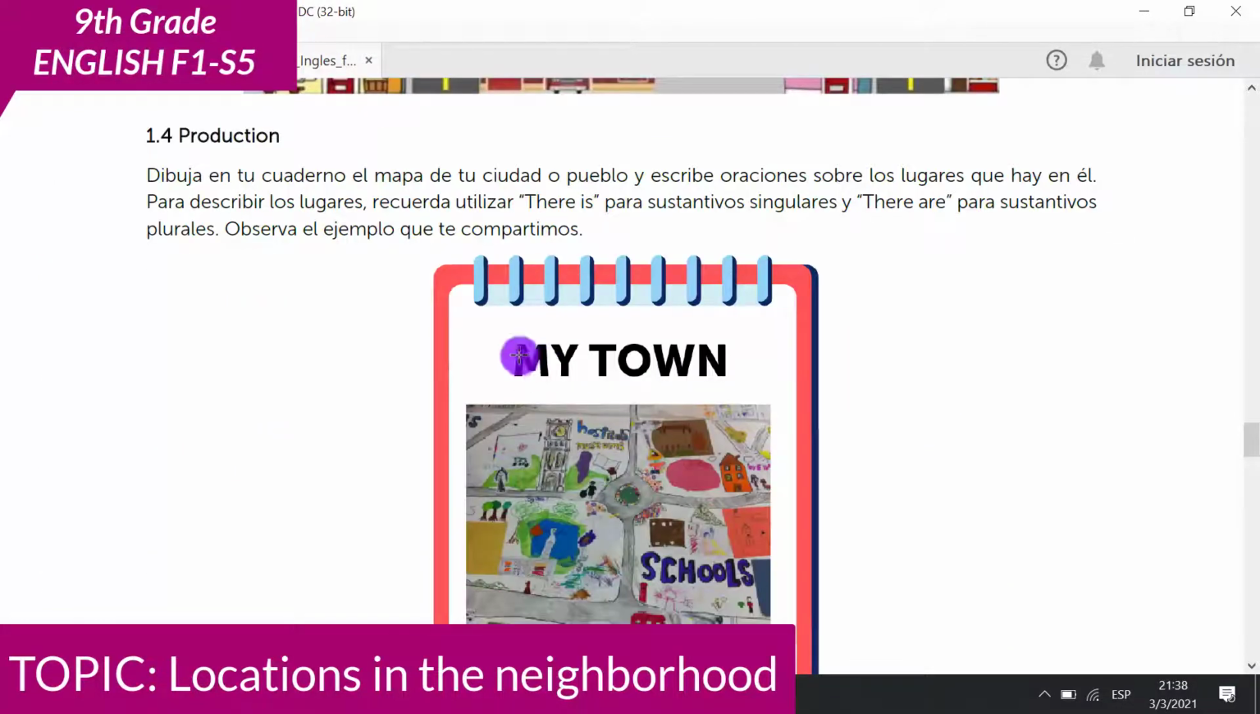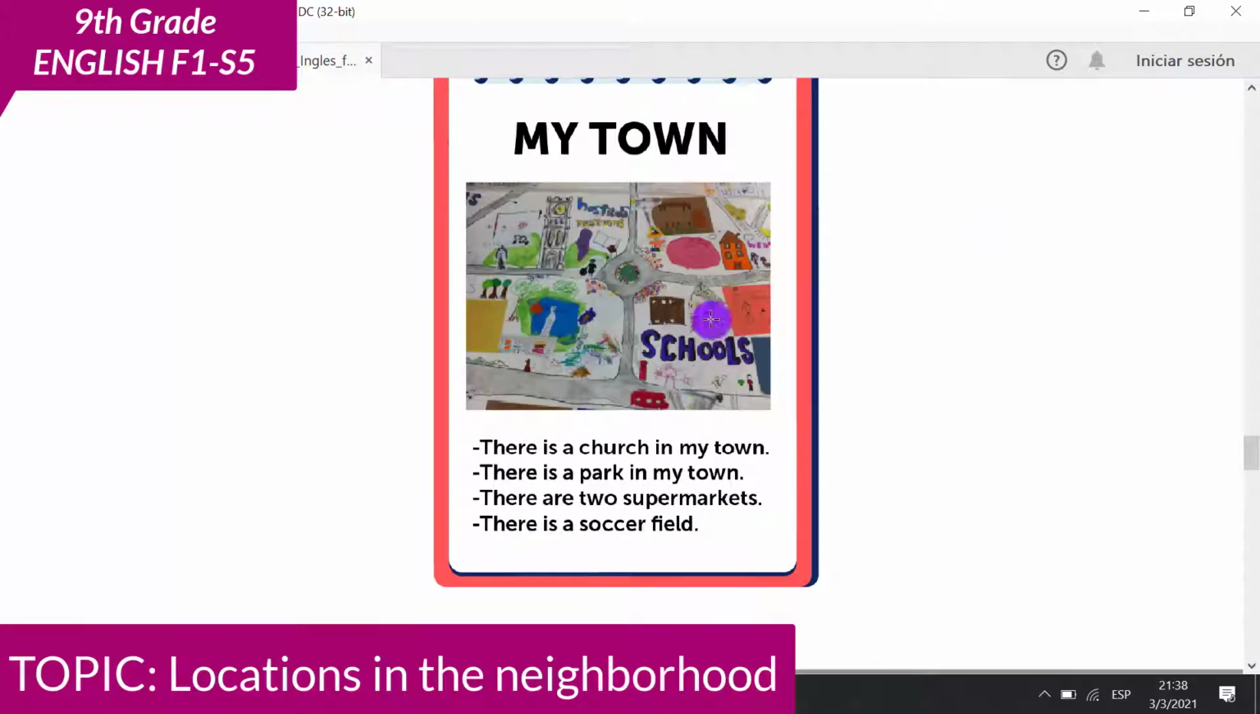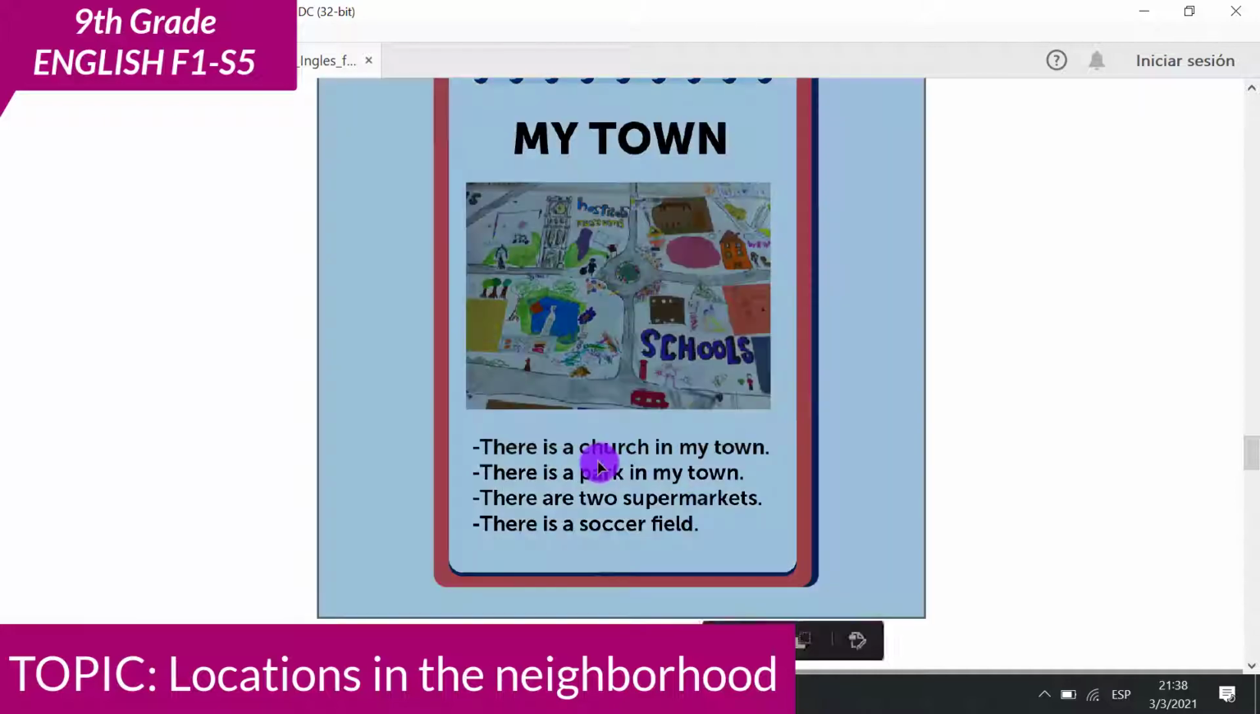Now, in part 1.4, production, dibuja en tu cuaderno el mapa de tu ciudad o pueblo y escribe oraciones sobre los lugares que hay en él. Puedes escribir los lugares. Recuerda utilizar there is para sustantivos singulares y there are para sustantivos plurales. Observa el ejemplo que te compartimos. Aquí está el dibujo, mira. There is a church in my town, okay?